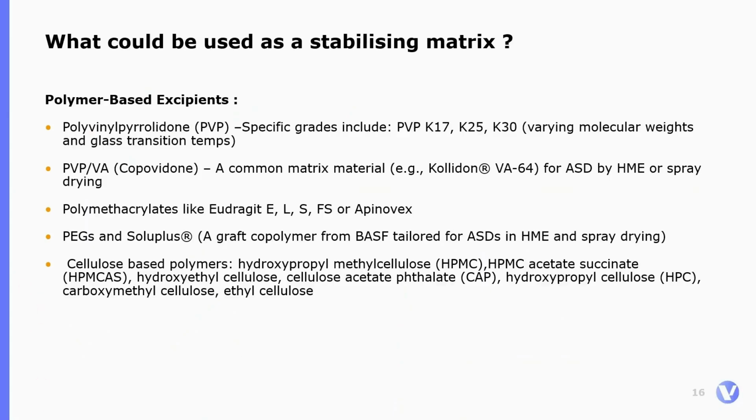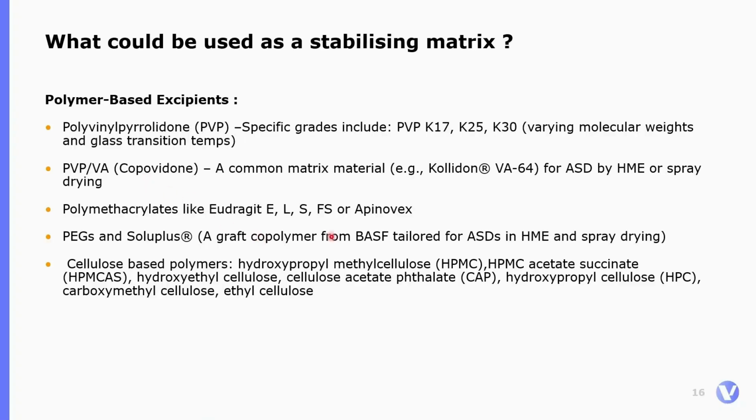So, what can we actually use to build this stabilizing matrix? In practice, we rely on approved pharmaceutical excipients, most often polymers. These are available in different grades with different glass transition temperatures. Some are purely synthetic, such as PVP, PVPVA, and polymethacrylates. PVPVA is a copolymer and is one of the most popular for commercial ASD.